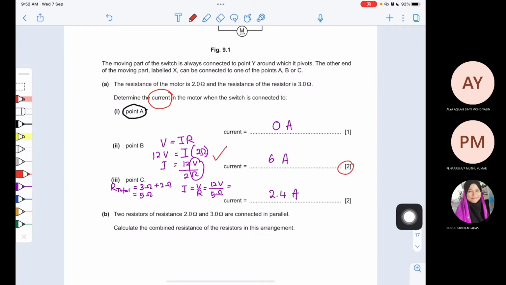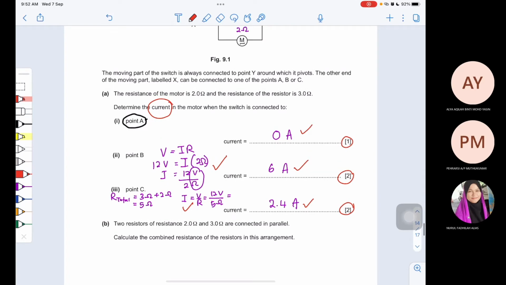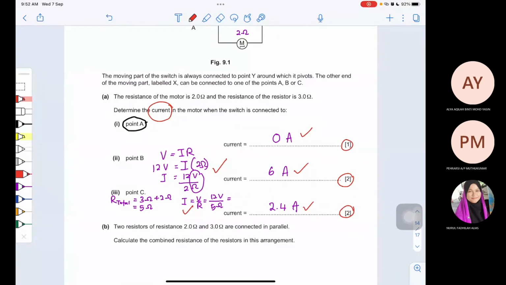Okay. So kat sini ada 2 marks. Marks of the working and answer. So show your working. Nampak cikgu ruang dia kecil je. Tak apalah. You just write. Ni simple. Formula, masukkan, substitute, the answer. And 1 mark. No calculation needed. So you see very simple question tapi dah dapat 5 markah dekat sini.